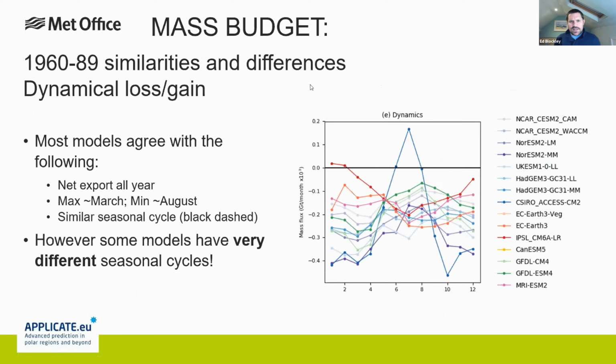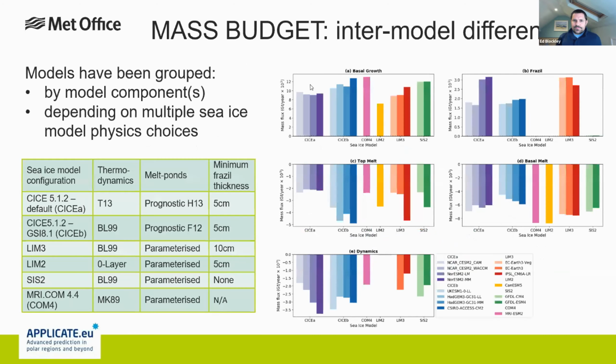It's a bit crazy, really, the dynamical loss, but most of the models agree that export is negative all year, and its maximum in March and minimum around August. It looks a bit like this very technical seasonal cycle I added in PowerPoint this morning. However, some of the models look really different from that. So there's quite a difference here.